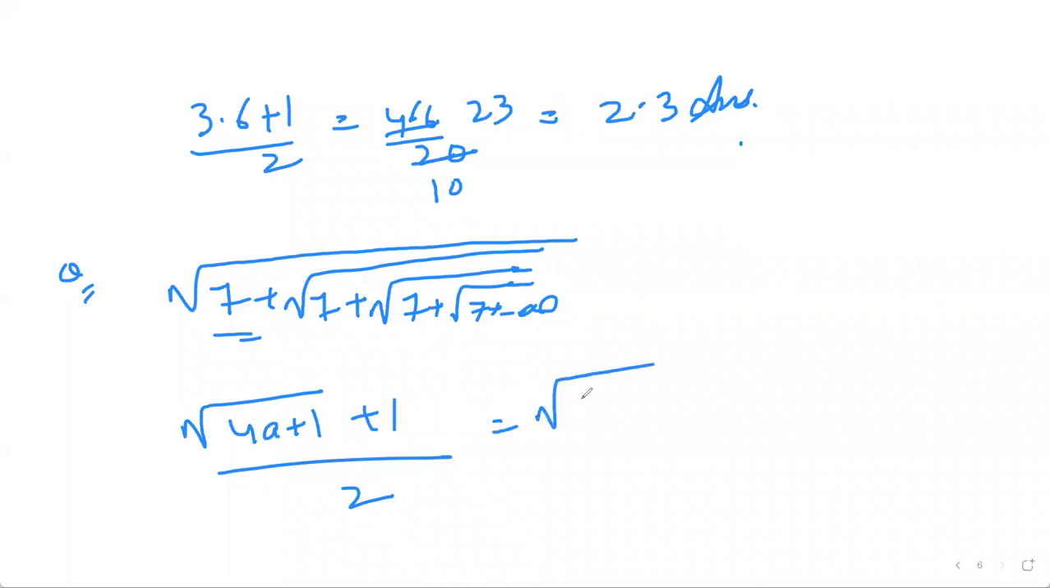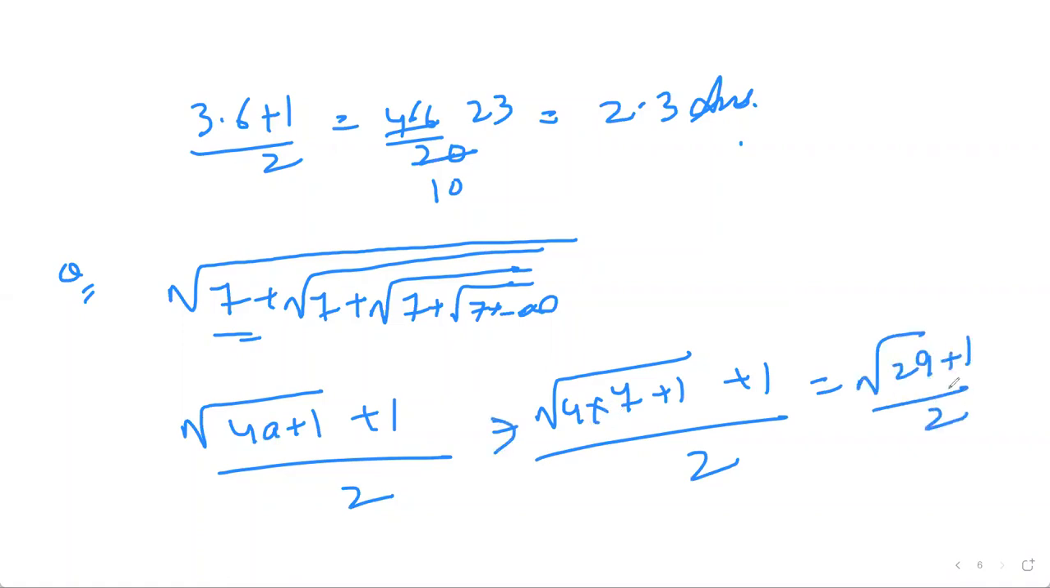Root of 4 into 7 plus 1, upon 2. Please solve it. 7 fours are 28, and 29 plus 1 upon 2. What is the value of root 29? Root 29 is approximately 5.3. So I am writing here 5.3 plus 1 upon 2. 5.3 plus 1 means 6.3 upon 2. Approximate answer is 3.19.